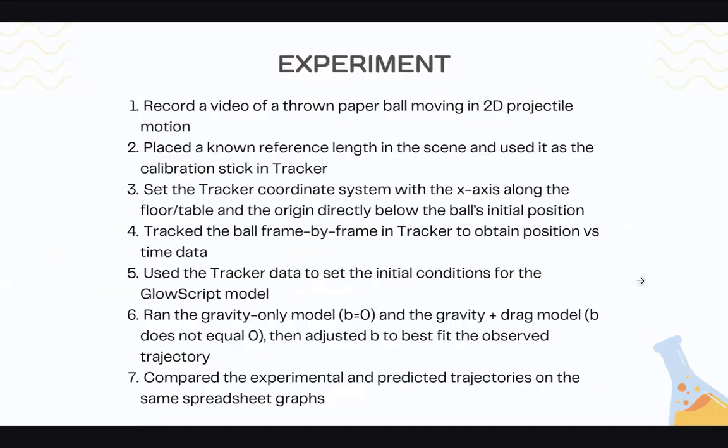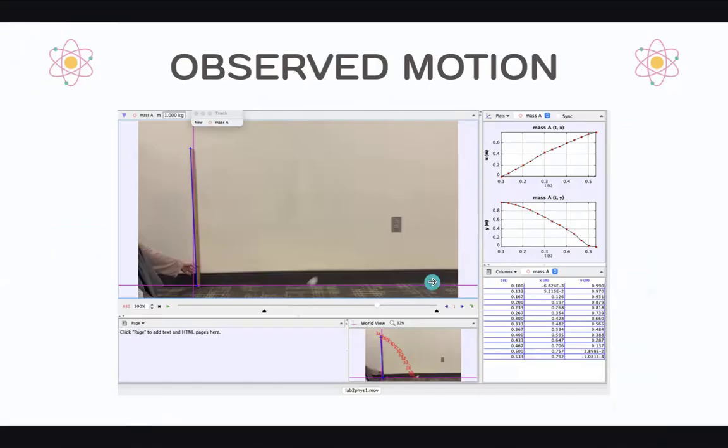For the experiment itself, I recorded a video of a thrown paper ball moving across the screen with a stationary camera. In Tracker, I calibrated the scene using a known length, set the x-axis along the floor, and placed the origin directly below the initial position of the ball. I tracked the ball frame by frame to extract position versus time data, and then used those as inputs for the GlowScript model. And then I compared the observed and predicted motion using spreadsheet graphs.